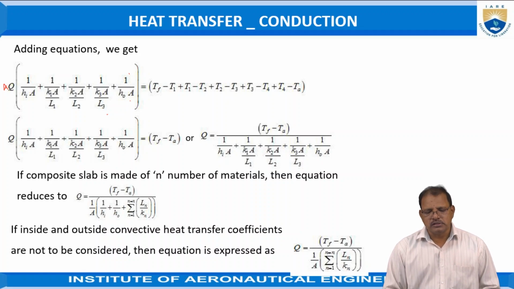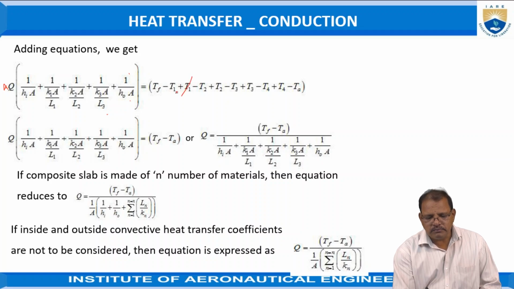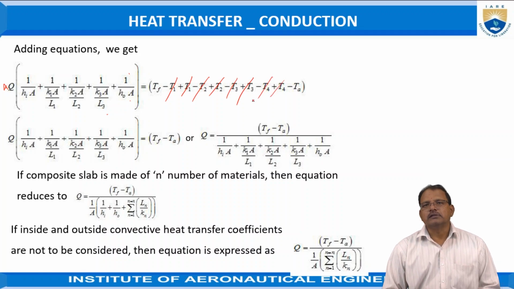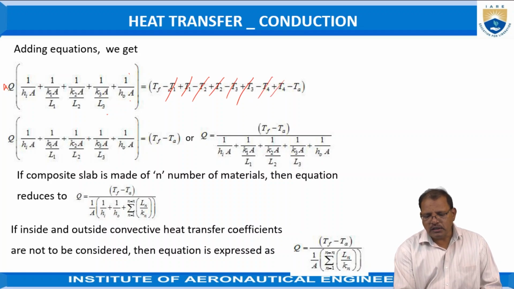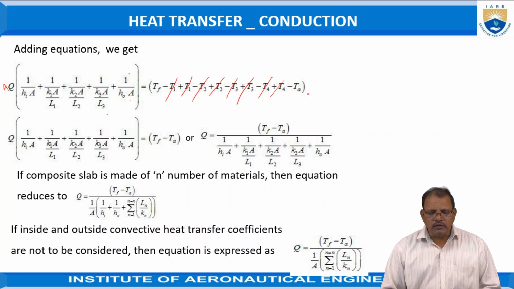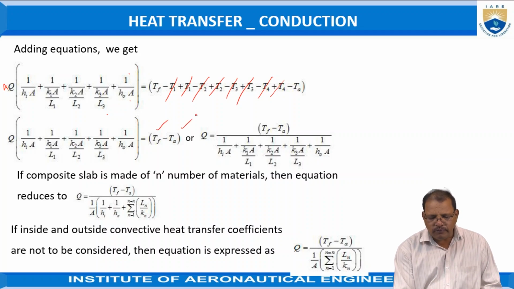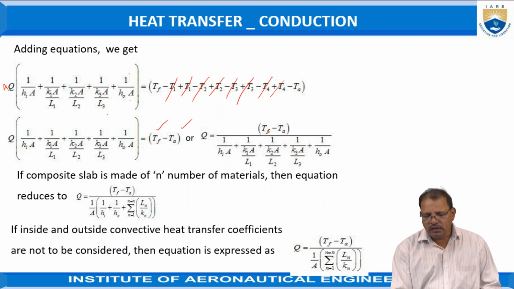Now from these relations, T1, plus and minus, both get cancelled. Again these two, and finally these also get cancelled. The remaining value is Tf minus T alpha, where Tf represents the temperature of the hot fluid toward the left side of the first block, and T alpha represents the temperature of the atmospheric air toward the right side of the third block. So Tf minus T alpha is equal to Q into this quantity.